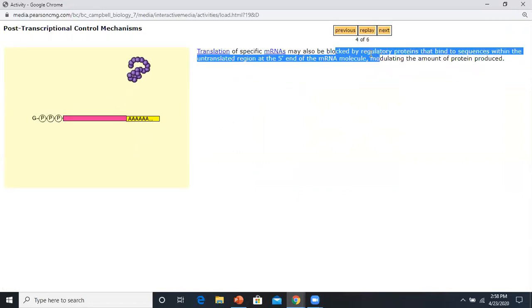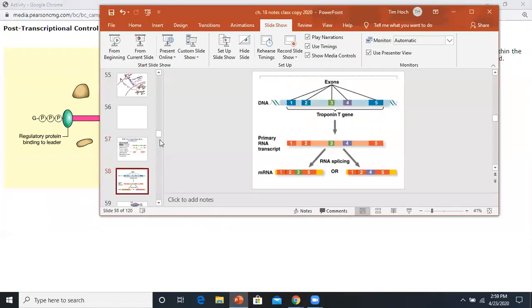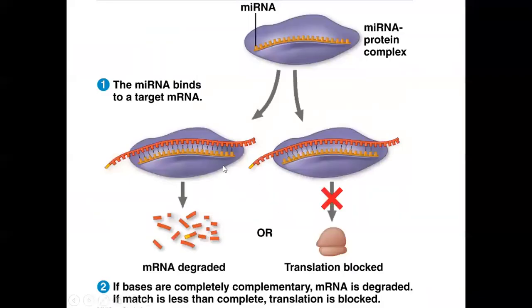Now, this one is kind of interesting. Translation of mRNA may also be blocked by proteins that bind. So check this one out. You have a protein that binds and blocks the ribosome from reading. And that's important to note because those are going to be referred to as microRNAs. If you look here, this little microRNA basically stops translation. It prevents that RNA from being read anymore. So this is called post-translational. Basically, you've made your RNA, you've made the protein, but now you need to stop that ribosome from reading it.